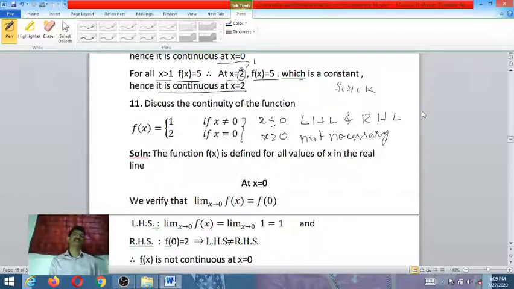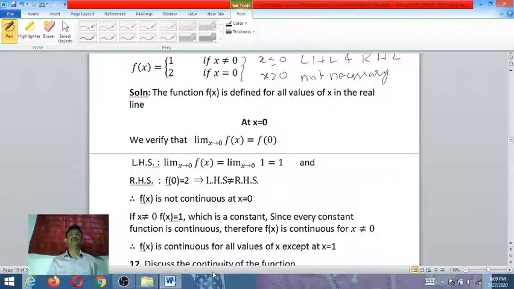Remember here, now we have to check whether this is continuous at x equals 0. Here left hand limit and right hand limit are not necessary. We verify that limit of f of x as x tends to 0 equals f of 0. That's all. Meaning of x tends to 0? x tends to 0 means x not equal to 0. We all know that x is nearer to 0 but it is not 0.